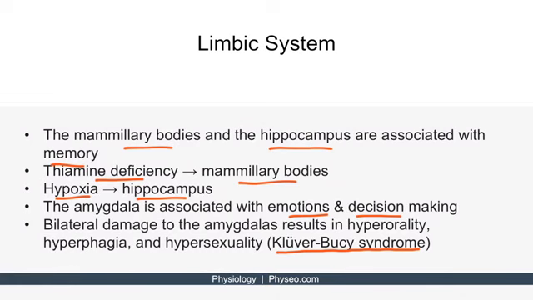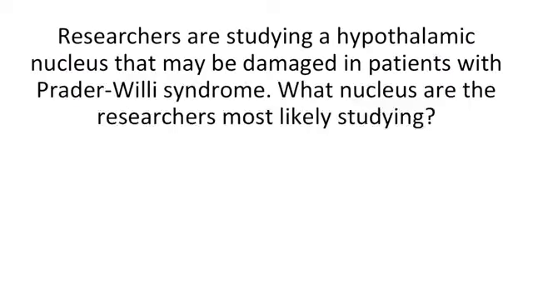Okay, let's wrap up this section with a few questions. Researchers are studying a hypothalamic nucleus that may be damaged in patients with Prader-Willi syndrome. What nucleus are the researchers most likely studying? So the question stem mentions Prader-Willi syndrome. Recall that Prader-Willi syndrome is caused by a deleted or mutated portion of chromosome 15 that should normally be passed on by the father. Let's draw this out.